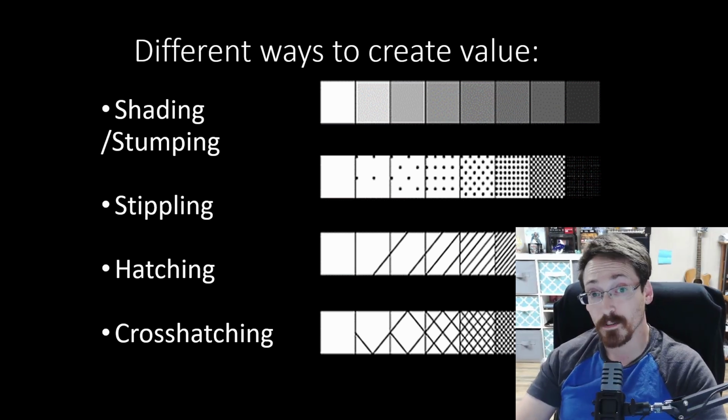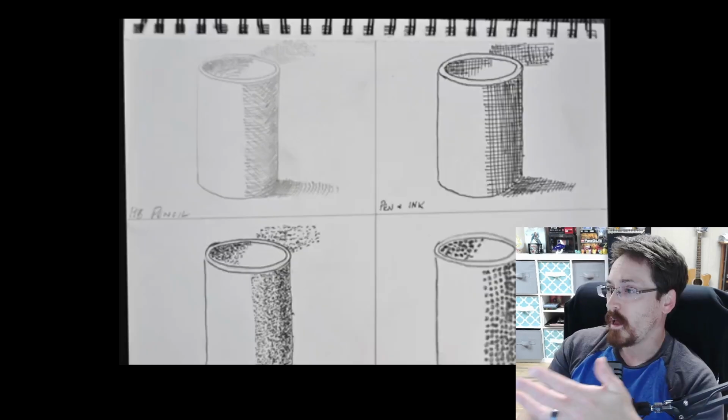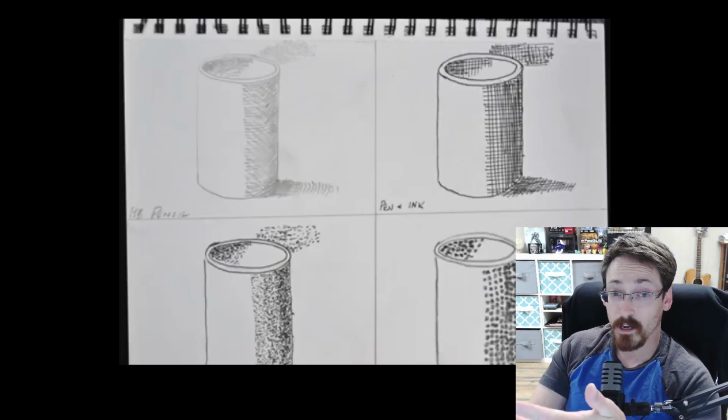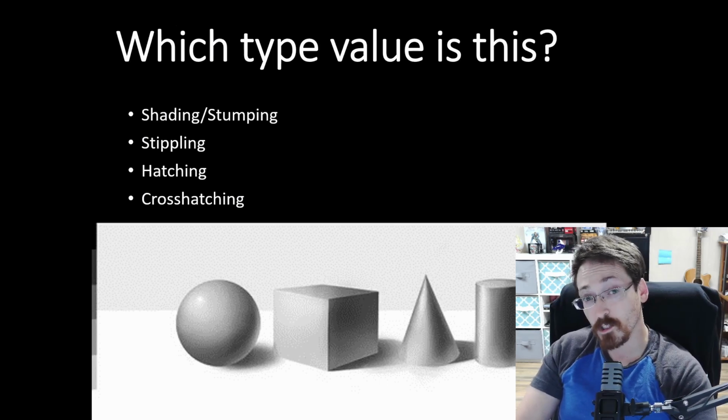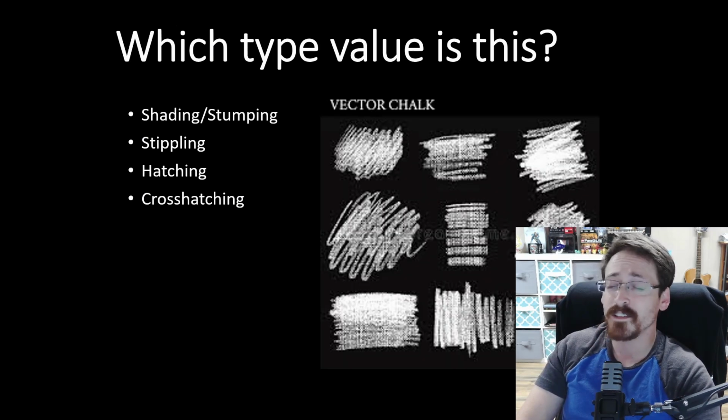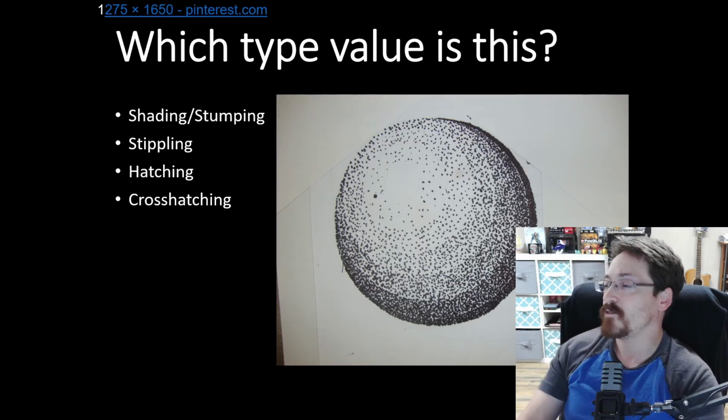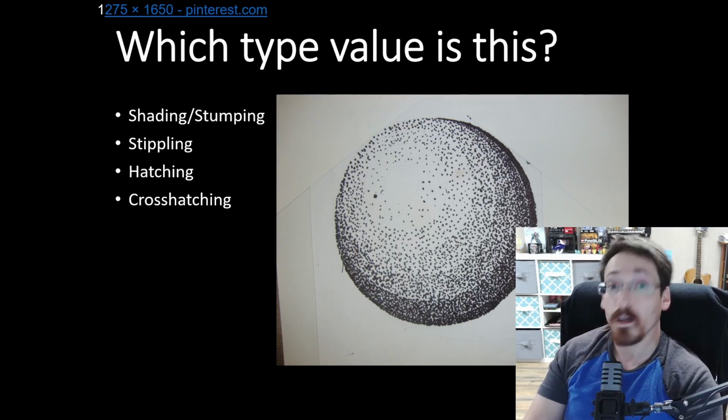Here are some examples of different types of values. Hatching and cross hatching up at the top, as well as stippling down at the bottom. This is an example of proper shading using pencils. This is an example of hatching and cross hatching using chalk. And finally, an example of stippling using a pencil that, once again, we're not going to do.